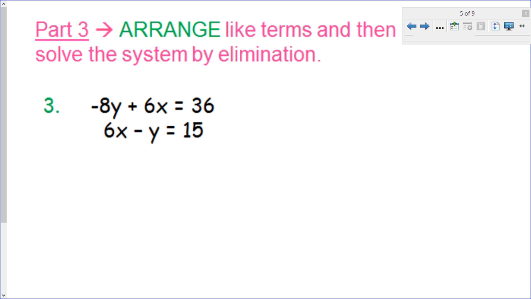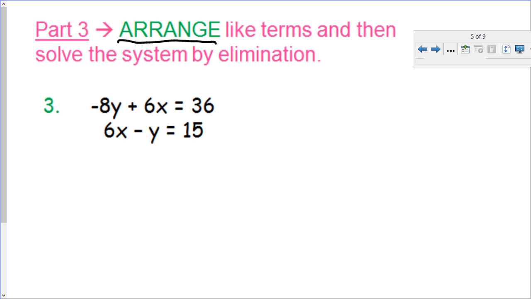There's another situation. It's not a different type of problem, but sometimes the arrangement of the equations is not real convenient. What we have to do is rearrange so that the terms are all in the same order. Here I've got a negative 8y plus 6x equals 36, but in the bottom equation, the x term is first and then the y term is second. Why don't we just switch this around? I'm going to rewrite both of these.